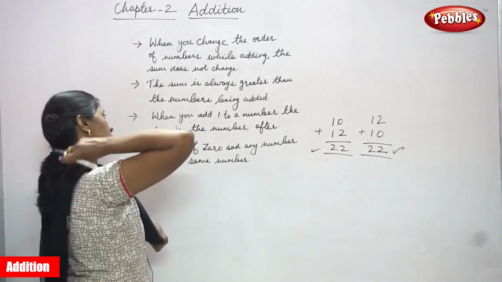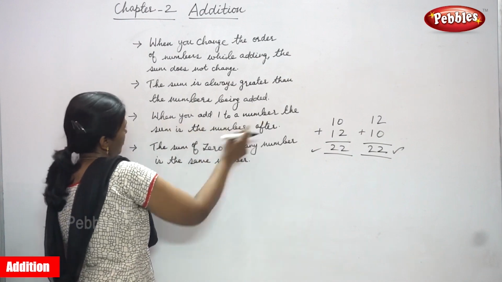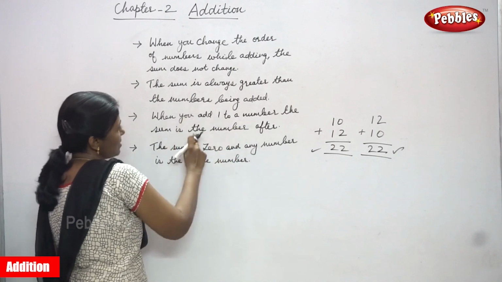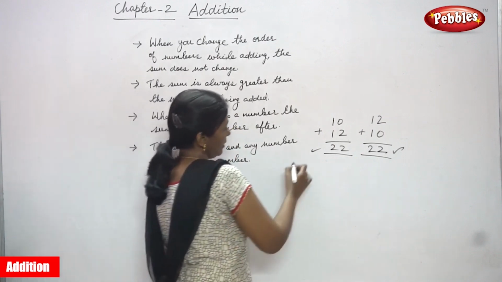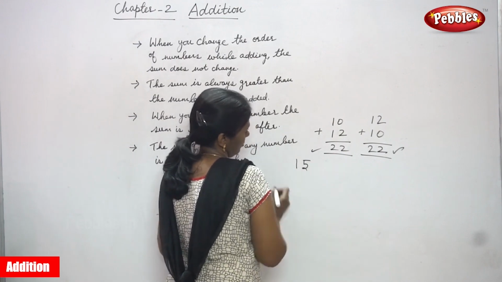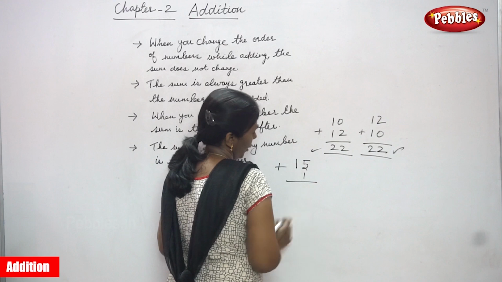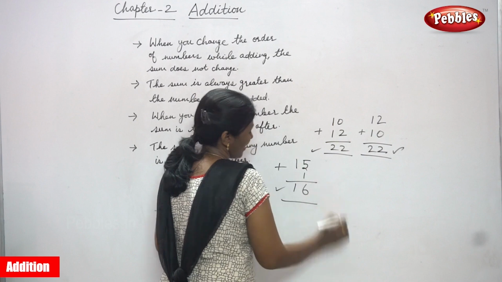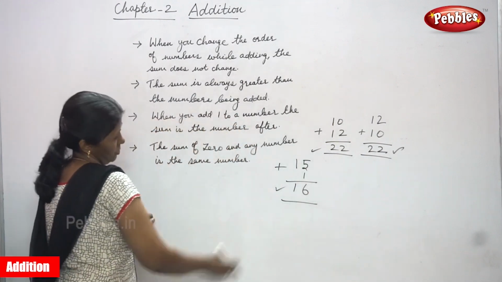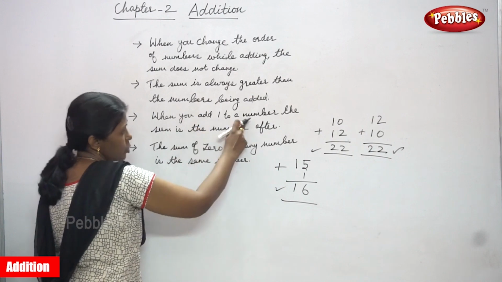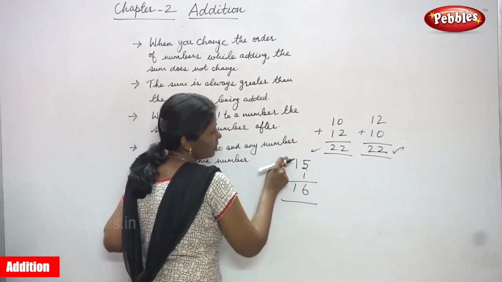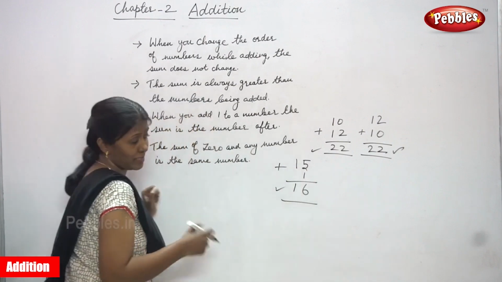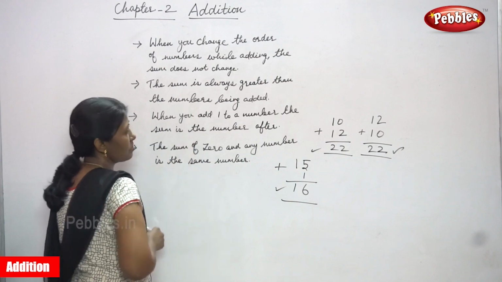The next one is, when you add 1 to a number, the sum is the number after. For example, 15, okay? I'm going to add 1 with this. So 5 plus 1, 6, and 1. The answer is 16. So you get the number after. When you add 1 to a number, you get the next number. That is the meaning of the rule.